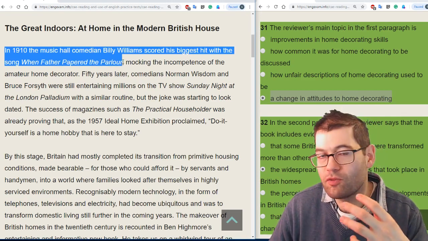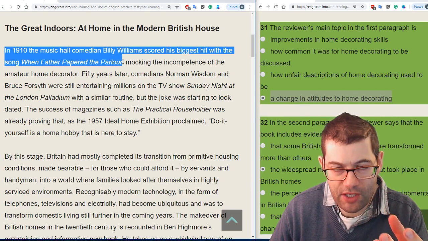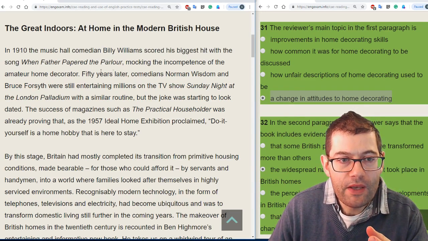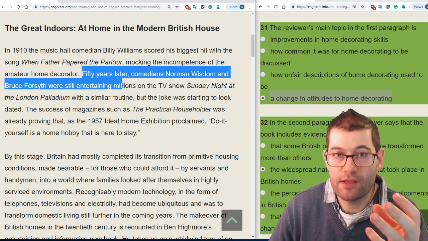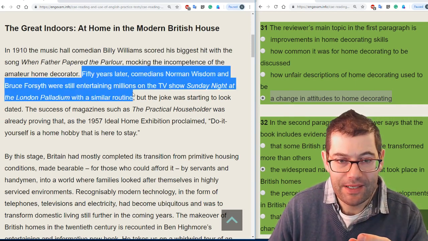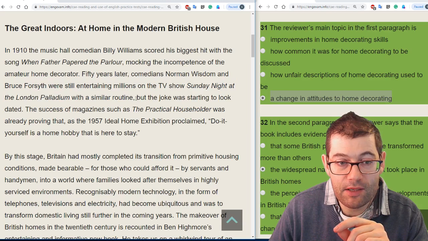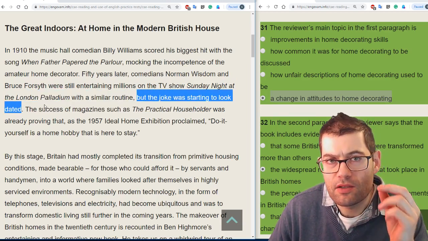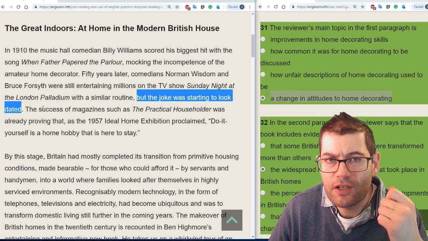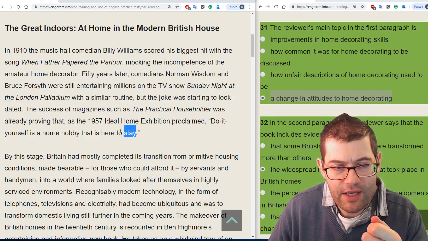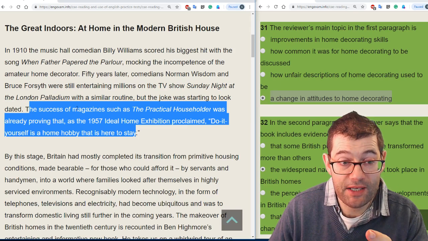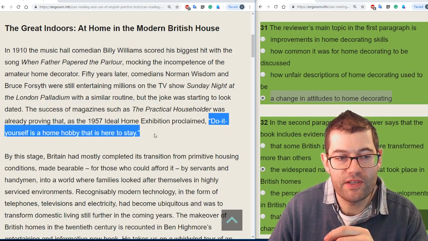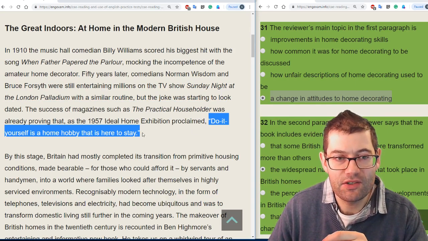1910 working at home, do it yourself, was something that people laughed at. 50 years later, the comedians were still doing the same gag. But there's a contrast here. The joke was starting to look dated. In other words, the joke was starting to look old-fashioned. Why was it starting to look old-fashioned? It's because of successes such as magazines and the general attitude of people that says do-it-yourself is a home hobby that is here to stay.